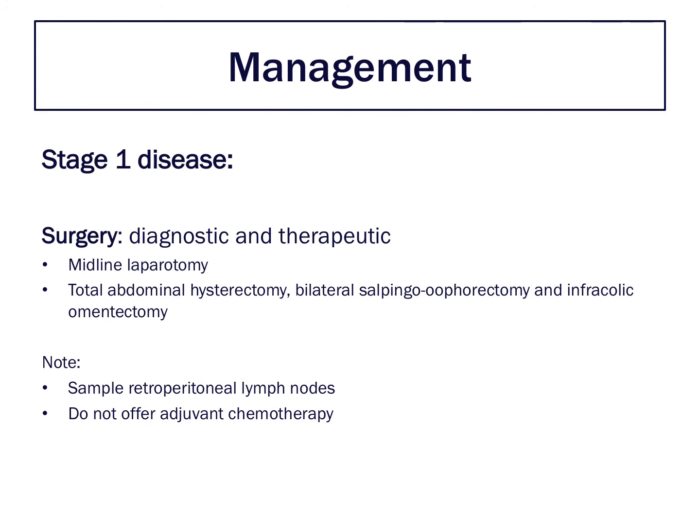The management depends on the stage of the cancer. So for stage 1, very early ovarian cancer, the first line is surgery, and this is done both to fully stage the disease and to remove all visible tumour. So it's both diagnostic and therapeutic. It's a midline laparotomy, so a vertical incision, and the procedures include a total abdominal hysterectomy, bilateral salpingo-oophorectomy, with an infracolic omentectomy, so partial removal of the omentum. We would also sample the retroperitoneal lymph nodes and see if there are cancer cells in the lymph nodes. And usually adjuvant chemotherapy is not routinely offered at this stage.